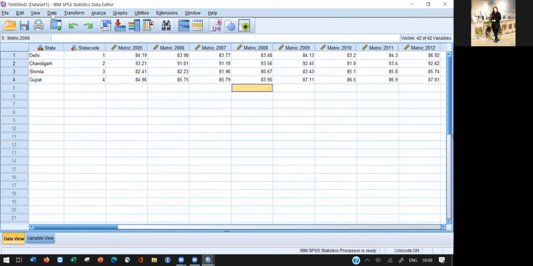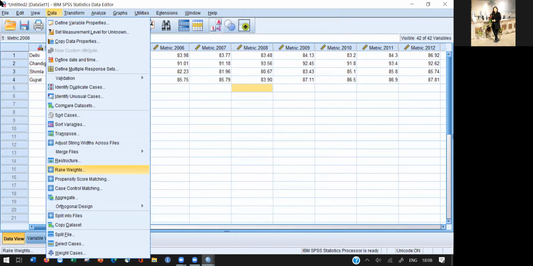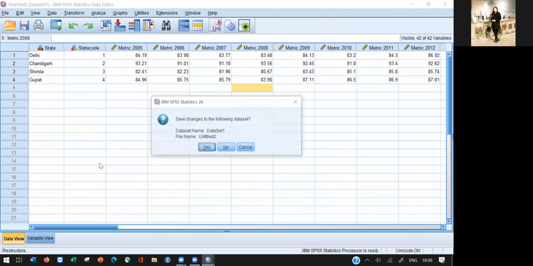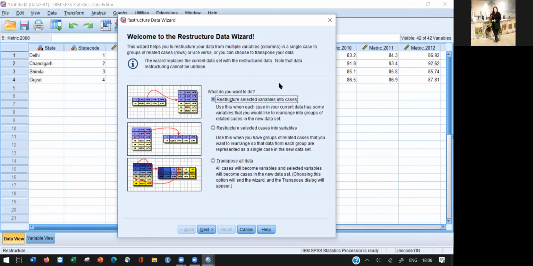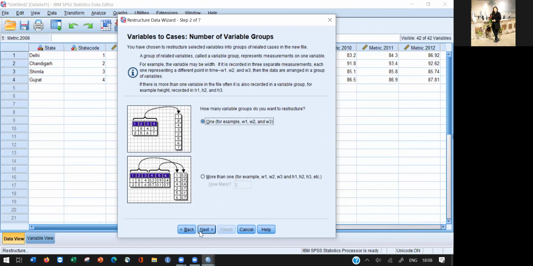For restructuring, I'll go to Data. I'll go to Restructure. So what do I want to do? I want to restructure the selected variables into cases. So how many variables do I have? I have 4 variables.